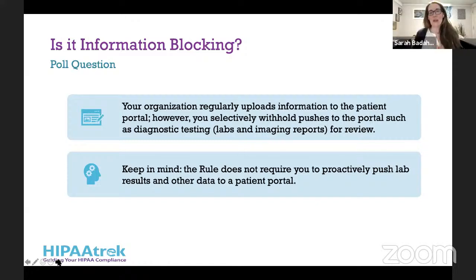So the answer is going to be yes, this is information blocking. This is information blocking because you are selectively withholding the information. That is the key word in this question, because that is considered discriminatory, right? So if you are selectively withholding the pushes to the portal for information such as diagnostic testing, that would be considered information blocking. So when you push to the portal, you must push non-discriminatorily. And if you are withholding information from a push to the portal, it must fall underneath one of the exceptions that we're going to go through here in just a moment.